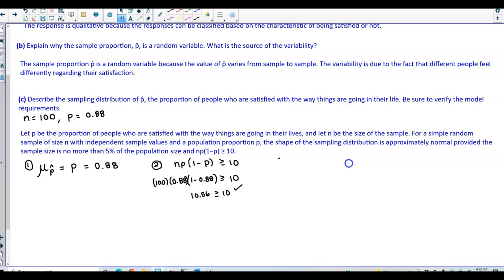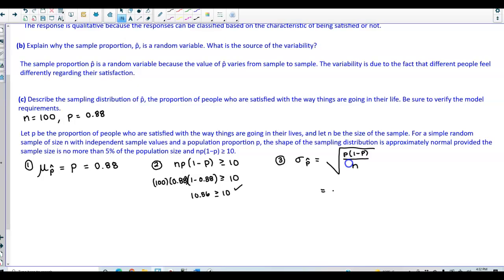And then the last thing that we want to do is find the standard deviation of the sample proportion. Now remember, the formula for that is taking the square root of p times 1 minus p, and then dividing it by n.